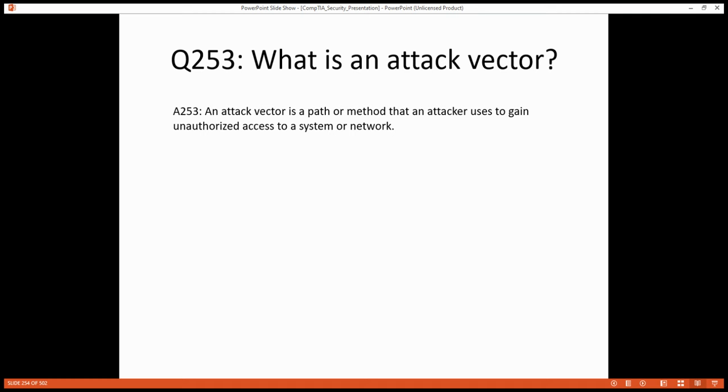Q253. What is an attack vector? A 253. An attack vector is a path or method that an attacker uses to gain unauthorized access to a system or network.